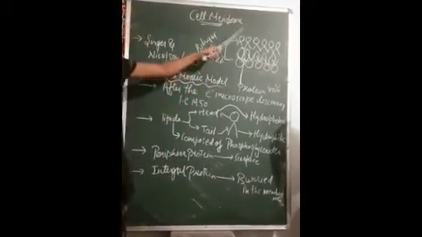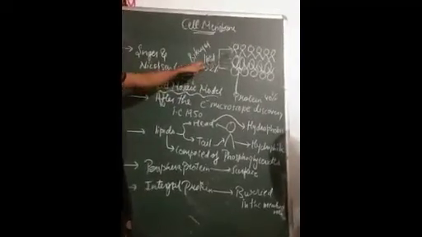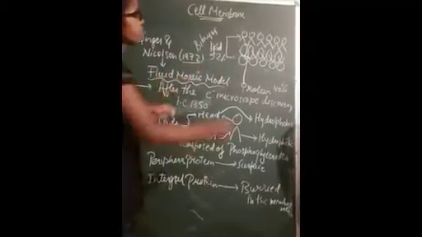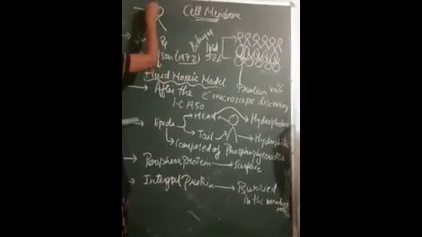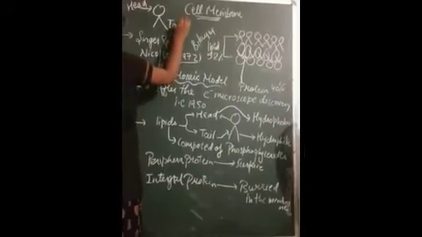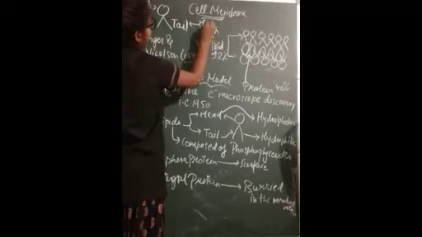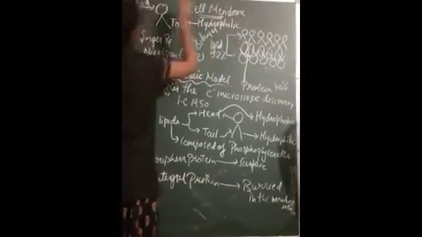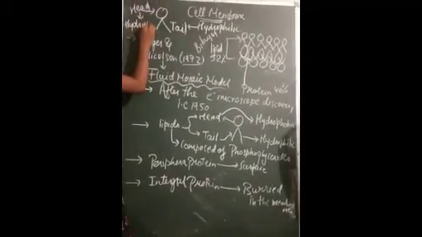If we see the model, it has two layers of lipid. Bilayer lipids are present, and each lipid has two portions, the head portion and the tail portion. The tail is actually hydrophilic, whereas the head is hydrophobic.